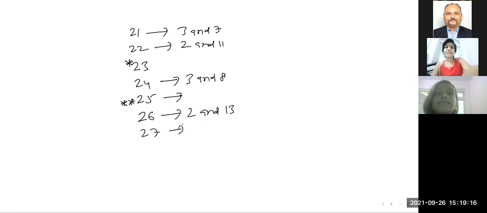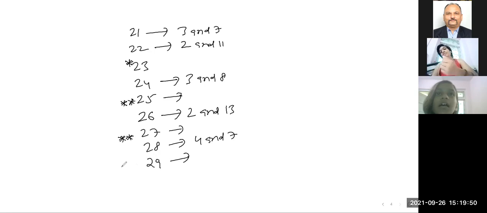No, but 3 and 9, both of them have common numbers. I'm marking it as important. I told you that both the numbers should be of different nature. Understood? So 3 and 9 have the common feature, so I'm putting a star over there. Now, any idea about 28? 4 and 7. Very good. You're absolutely correct. And any idea about 29? Sir, no idea. 29, no idea. Got it?